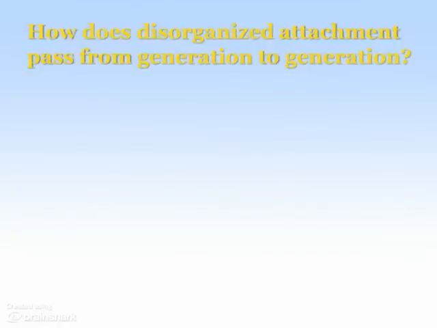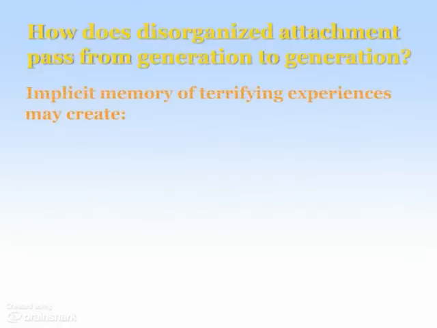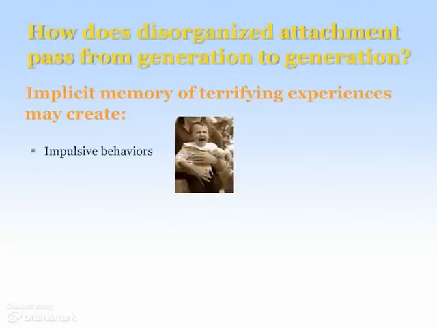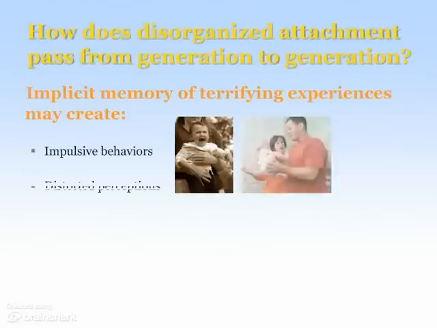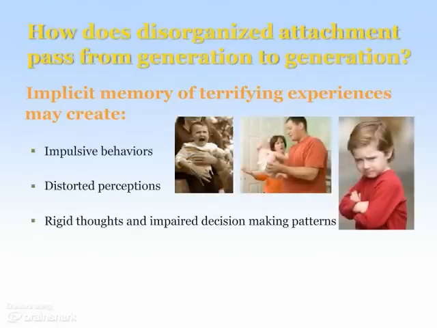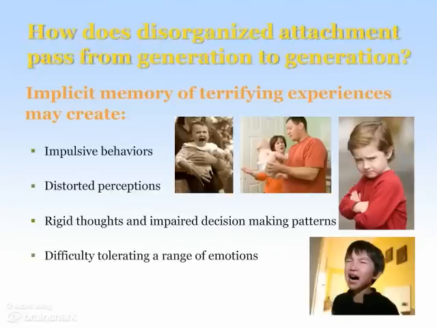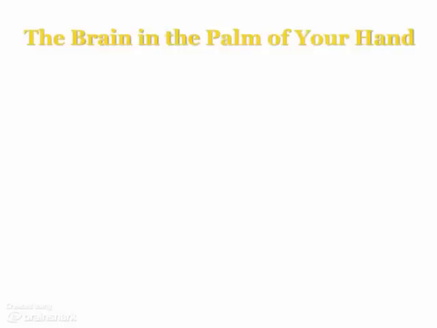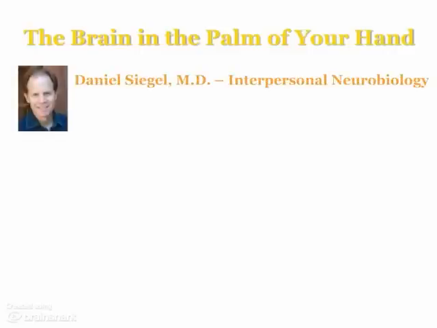So, how does disorganized attachment get passed from one generation to the next? So we believe that implicit memories of terrifying experiences may be flooding the parent, particularly at moments of stress between them and their child. And these terrifying memories lead to impulsive behaviors, distorted perceptions of their child, rigid thoughts and impaired decision-making patterns, and difficulty tolerating a range of emotions in their child. So at moments of stress between a parent and a child, what is going on in their brain that's leading to this bad behavior on the part of parents?